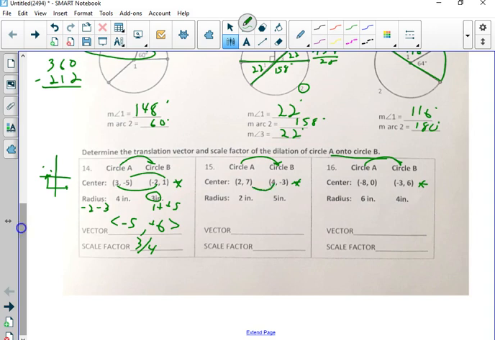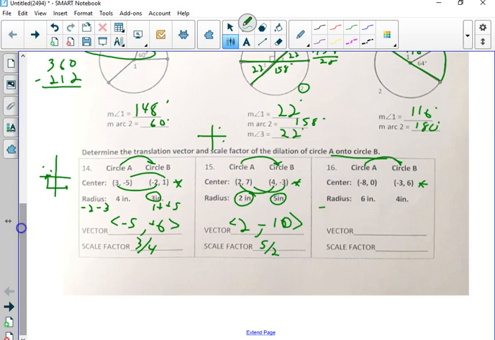Okay, number 15. We're going to do 4 minus 7, which is negative 3. Sorry, no, I'm not. That's just a silly mistake. X minus x is right there. 4 minus 2, which is 2. And negative 3 minus 7, which is negative 10. Again, if you wanted to rough sketch it, 2, 7 is going to be somewhere up there. 4, negative 3 is going to be over there. So we're going to want to go right and down to get there. Scale factor, we literally just write 5 over 2, 5 halves. The new radius over the starting radius.